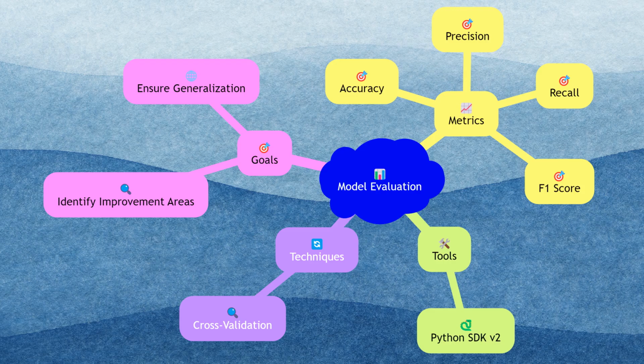Evaluating the performance of your trained model is crucial to ensure its effectiveness. Python SDK v2 offers various metrics and tools to assess model performance, such as accuracy, precision, recall, and F1 score. Additionally, you can use techniques like cross-validation to get a more robust estimate of your model's performance. Evaluating your model helps you identify areas for improvement and ensures that it generalizes well to new, unseen data.